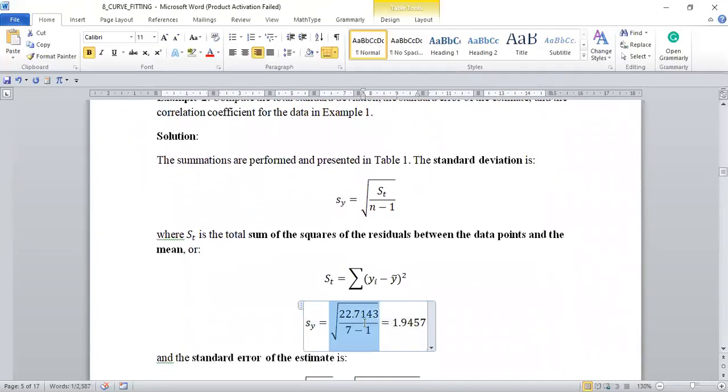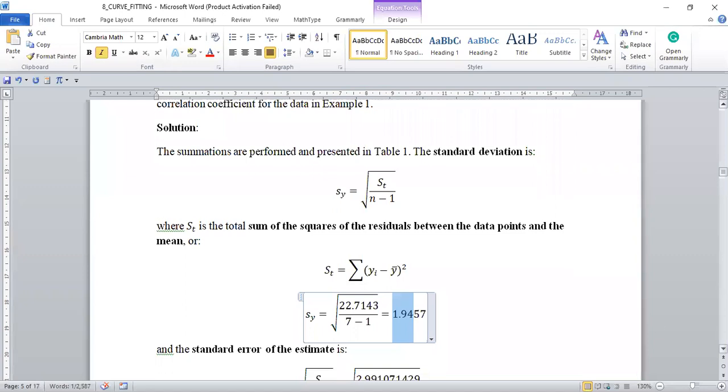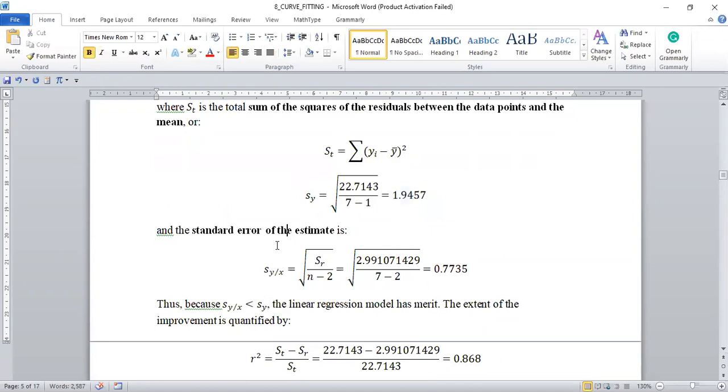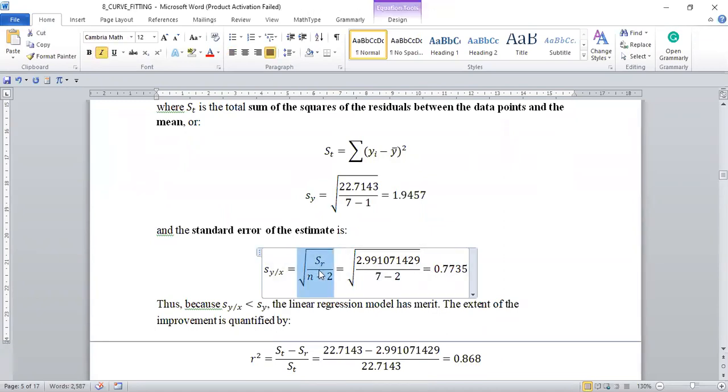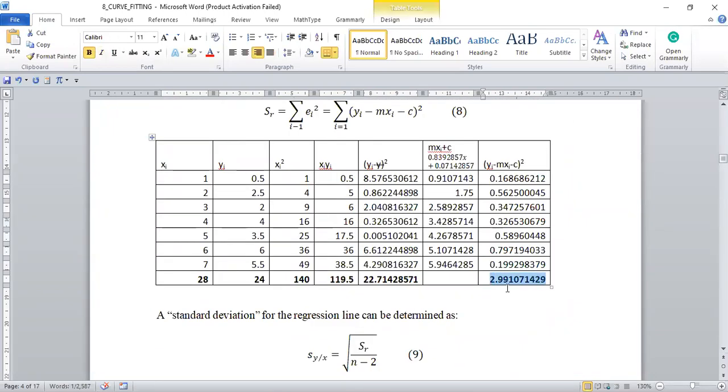So putting in the values, we got 1.945. Then the standard error of the estimate. The standard error of the estimate is given by this equation, where this SR is the error. This SR came from here, this particular value. So we are trying to minimize this. We are trying to drive this to 0.